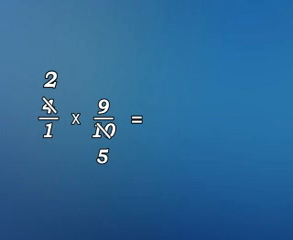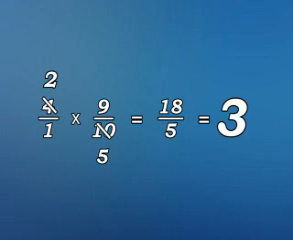Now let's solve the equation. 2 times 9, 18. 1 times 5, 5. So 18/5. That's 3 whole. 3 times 5 is 15, and 3 left over. So 18/5 is the same as 3 3/5. So what has happened? 4 multiplied by 9/10, that's a whole number multiplied by a fraction, has grown less. It's become 3 3/5.